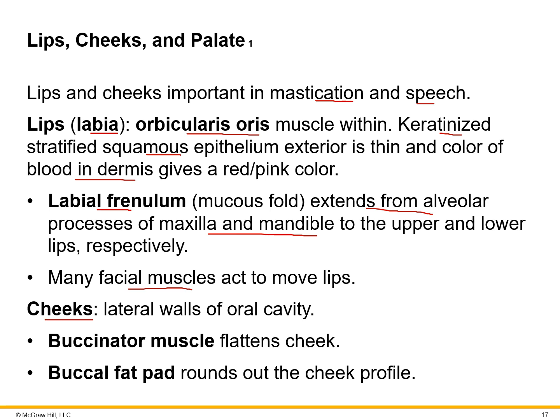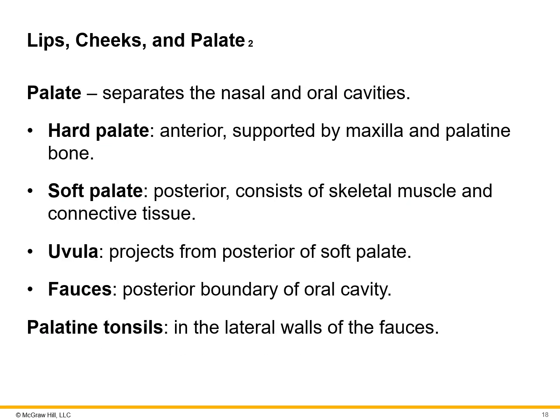And then our cheeks, of course, the lateral walls of the oral cavity. One of the muscles here, the buccinator muscle, flattens the cheeks to allow for that mastication. And then we have what's called the buccal fat pad, and this goes around the cheek profile.